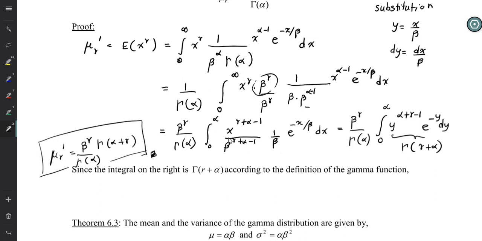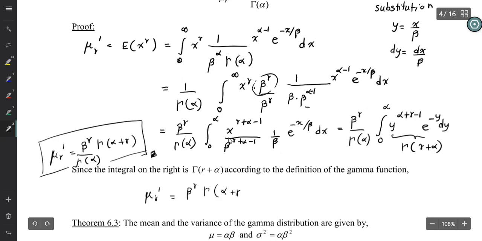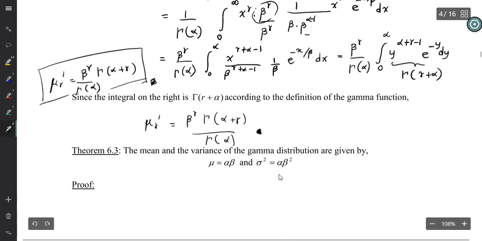Right. So we have mu r prime as beta to r gamma at alpha plus r divided by gamma alpha. So that's the proof done. Now using this expression, you can easily find mu and sigma square. Okay, let's try it. What is mu?